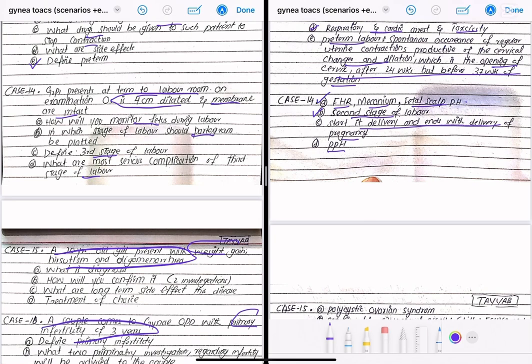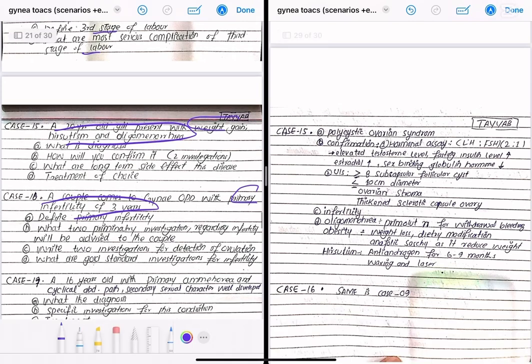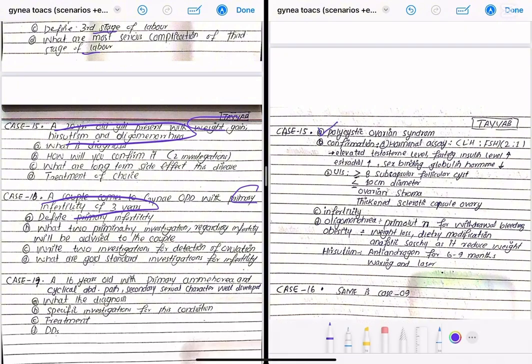Now case number 15: there is a 20-year-old girl presenting with weight gain, hirsutism, and oligomenorrhea. So what is the diagnosis? This is polycystic ovarian syndrome. How will you confirm it? The confirmation is done by hormonal assay, that is luteinizing hormone to follicle stimulating hormone ratio of 2:1, elevated testosterone level, increased fasting insulin level, estradiol will be increased, and sex hormone binding globulin will decrease.